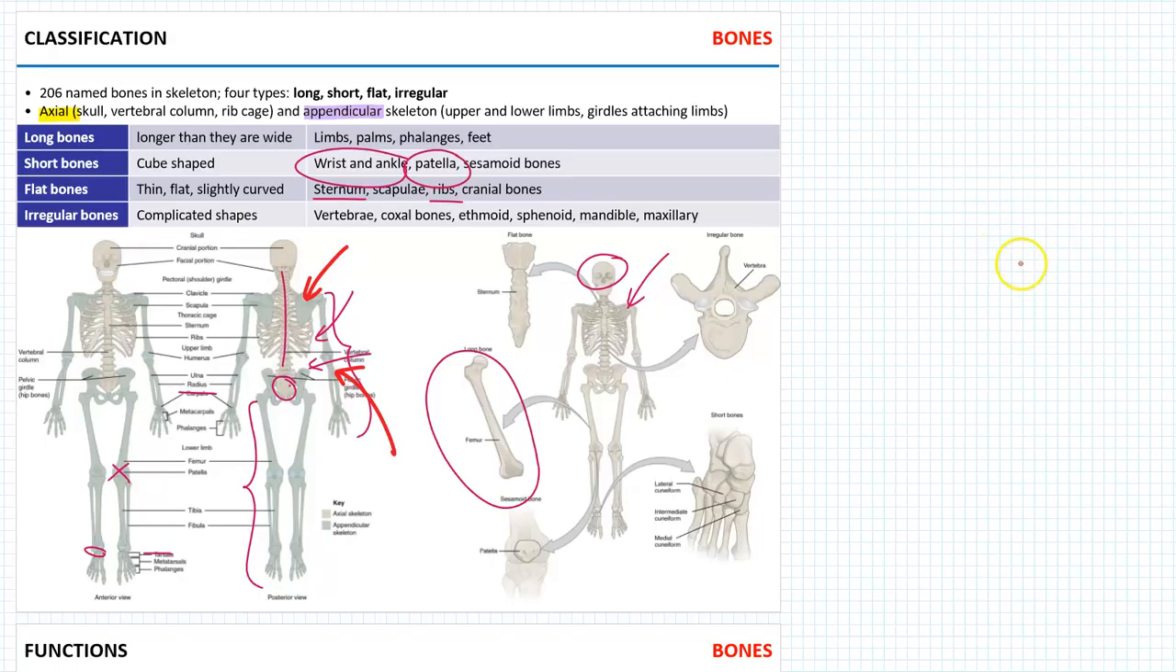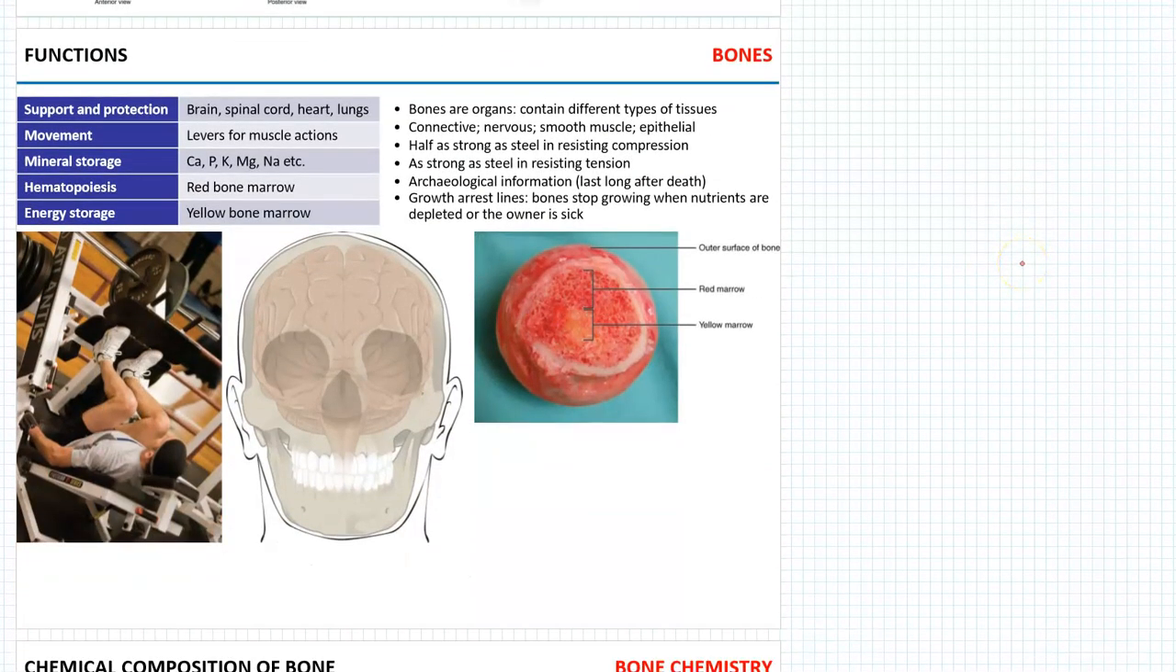Okay, now what about bone functions? Well, obviously, bones are critical, first and foremost, for protection. The thoracic cage protects your heart, lungs, and other organs in the thoracic cavities. The brain is protected by the cranium, and the spinal cord is protected by the vertebral column. Movement: skeletal muscles use bones as levers. That's it, period.